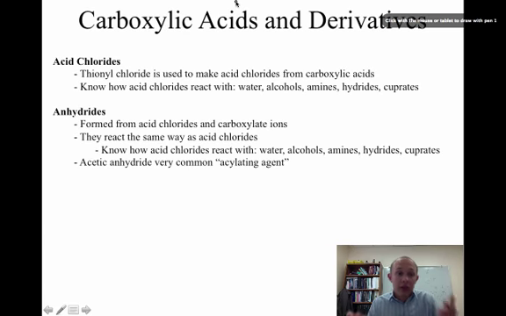So to summarize, you can make acid chlorides from carboxylic acids using thionyl chloride. You need to know how acid chlorides react with different kinds of nucleophiles: water, alcohol, amines, hydrides, cuprates, Grignard reagents. Know that anhydrides are formed from acid chlorides and carboxylate ions. They react identically to acid chlorides, except they're usually a little bit more stable and bench stable, so people prefer to use them generally. Same nucleophiles: water, alcohol, amines, hydrides, cuprates. Acetic anhydride is a very common acylating agent that we'll talk about in class. That's it for this video.